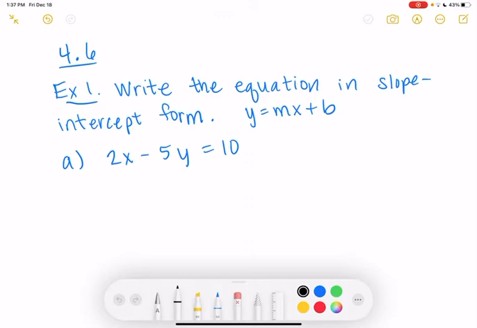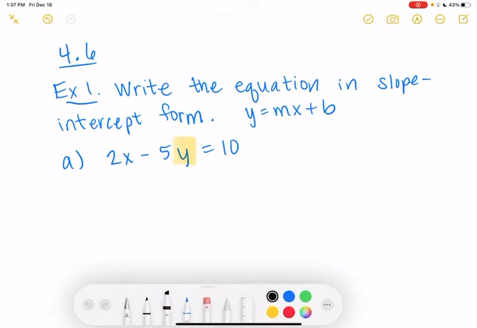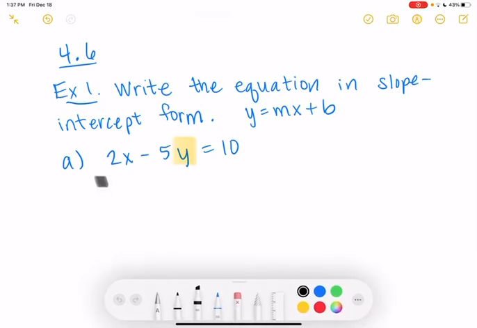Okay, so we're wanting to solve for y, right? Because we wanted to say y equals mx plus b. So let's go ahead and get that 2x to the other side. Okay, so we want to do a minus 2x to both sides. And on the left, I am left with a minus 5y. And on the right, it does matter in this case whether I put the 10 or the negative 2x first.